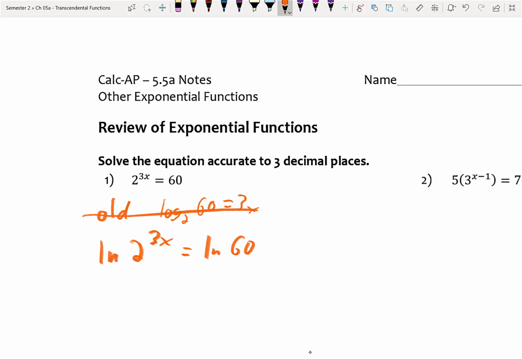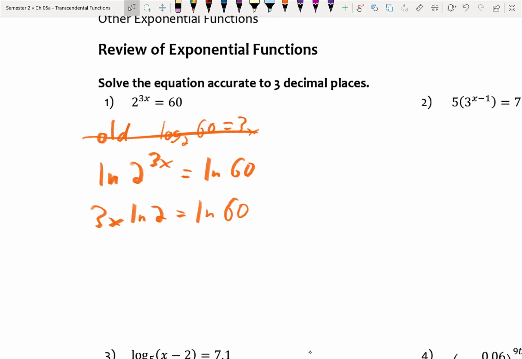And then I'm going to move the 3x out in front because of the log properties. 3x ln of 2 equals the ln of 60. And then I'm going to divide by the coefficient of x here, which is 3 ln of 2, to get rid of that. I get x is equal to the natural log of 60 over 3 times the natural log of 2.